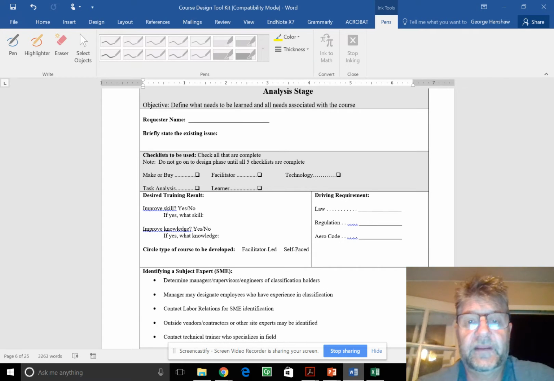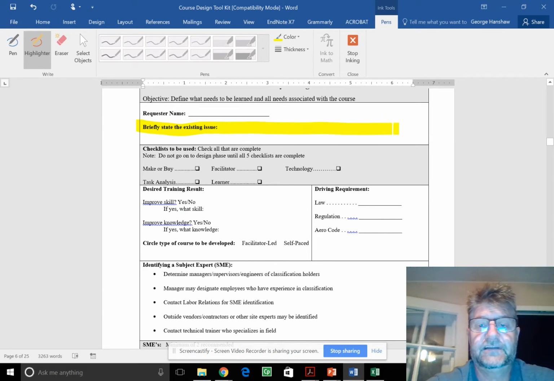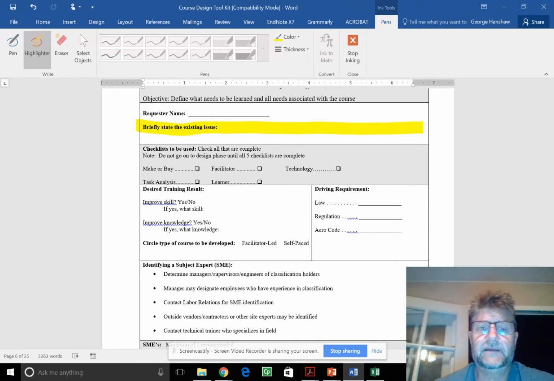Now, I use this for manufacturing in our analysis stage, and the reason why I like it is because it has us briefly state the existing issue. Remember, whenever you design, you have to meet organizational goals. We love to talk about learner strategies, learning strategies, and all that has to lead us to meeting organizational goals. So why does the organization care? Why do they care about this training at all? So briefly state the existing issue.